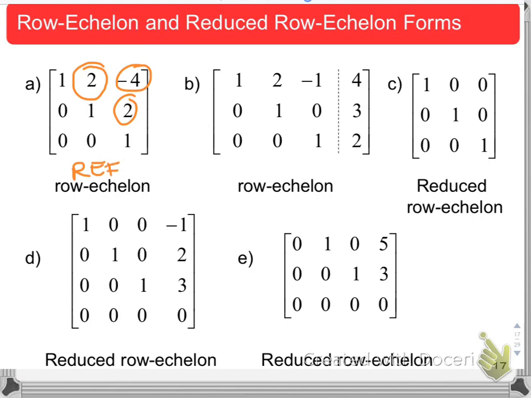Okay, let's look at B. In B, we don't have a row containing all zeros, so condition 1 is met by default. We have leading 1s in every row, so in each row the first non-zero entry is a 1. And below each one, those can't be leading 1s, and they're not. So it's in row echelon form, but it's not in RREF, reduced row echelon form, because, you guessed it, that needs to be a 0 and that needs to be a 0.